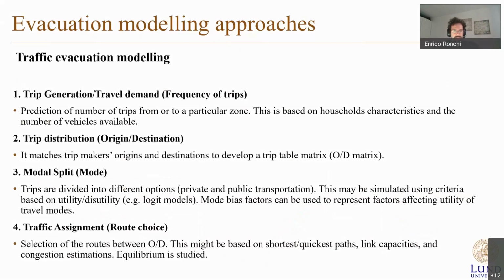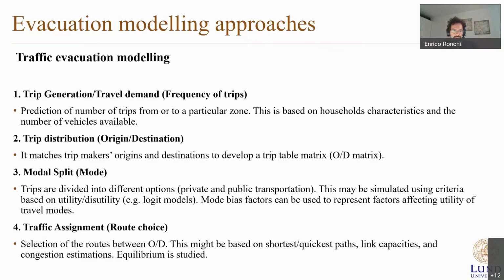So how will traffic evacuation modeling work? Well, you generally have a trip generation stage, or travel demand, in which you assess the number of trips from or to a particular zone. In this case, this would be based on household characteristics and how many vehicles are available for each household. Then you have a trip distribution. So you check what the trip origins and destinations are, and you develop some matrices to actually pair those. And then you have the modal split. So you look basically at what kind of transportation mode is used by evacuees, so if it's private or public transport, and there are many different modeling approaches for doing this, for instance based on utility and disutility, like logit models and so on, and different bias factors that can be factored in as well.